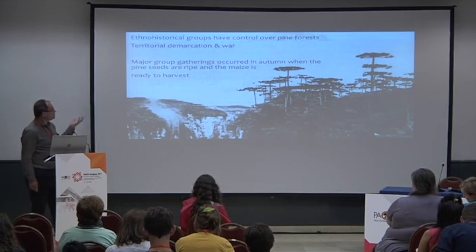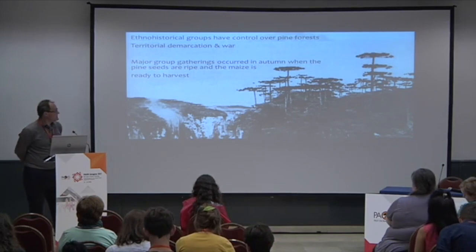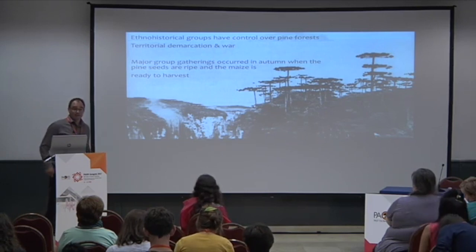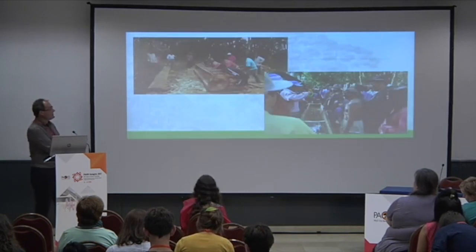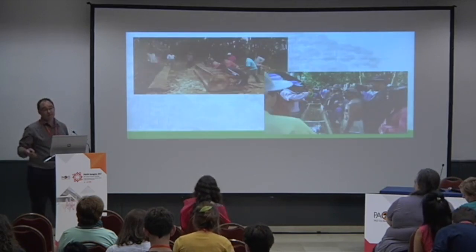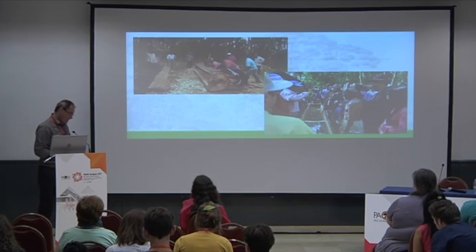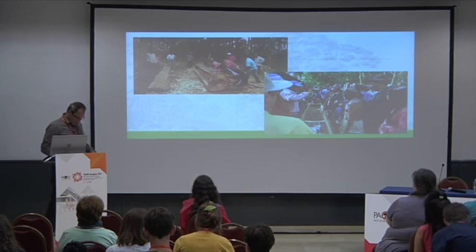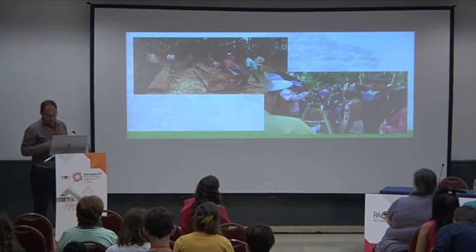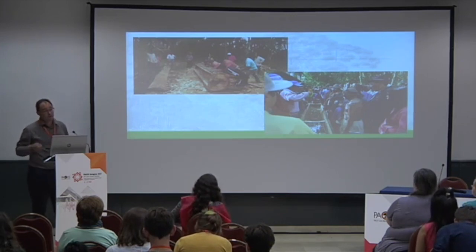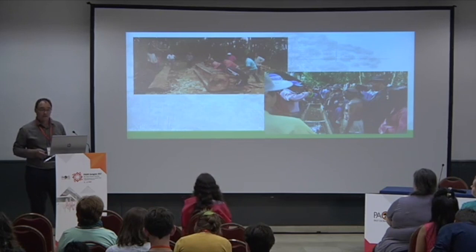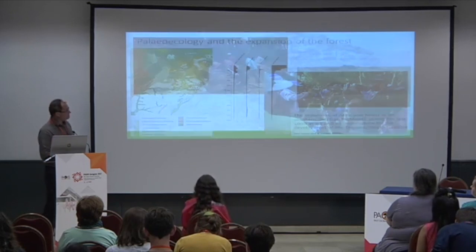Also, most of the group gatherings of the Southern Jê occur in autumn, when the Paraná pine nuts are ripe, and also the maize is ripe. I don't have time to go into the cosmology and the symbolic part of Araucaria, but it obviously plays a major role, from cosmogony myths to most of the rituals of the Southern Jê people.